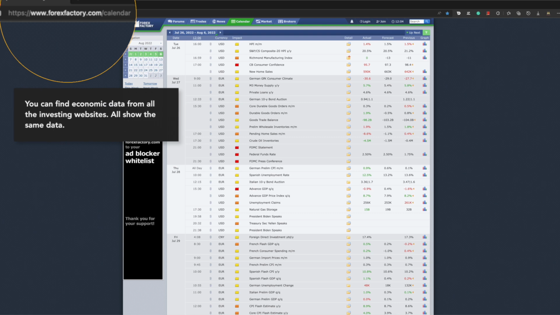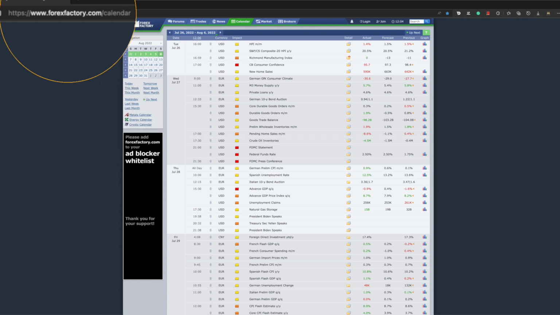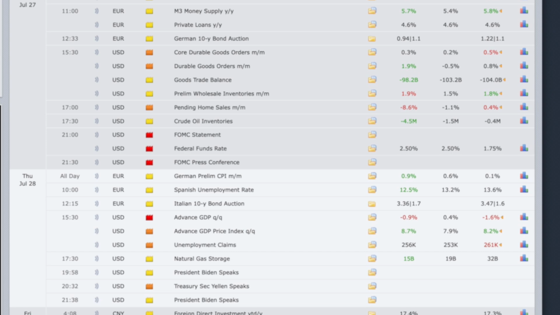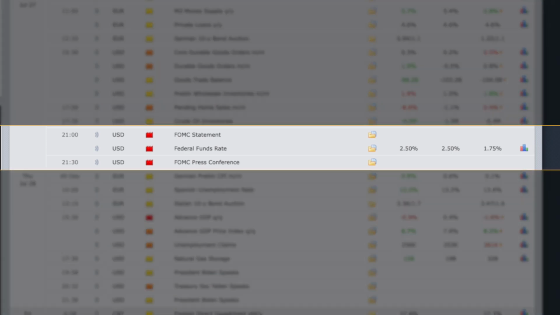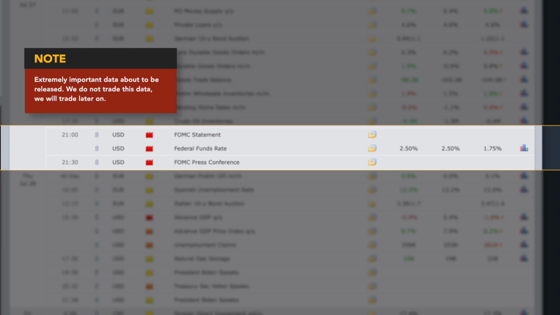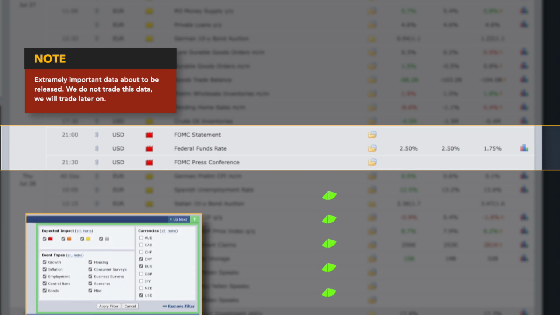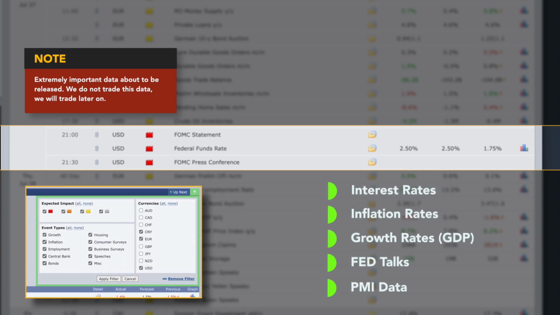You can find the economic calendar on any website. The site that I currently use is Forex Factory. I'll do a whole other session about the economic calendar, so do not worry. The most important thing is that you should check for these red icons. When you see these red icons, you should know that worldwide important data is about to be released. These are commonly interest rates, inflation rates, growth rates, GDP, central bank talks, unemployment rates, manufacturing indexes, PMI data, and so on. Do not force yourself to understand the data unless you are an investor.